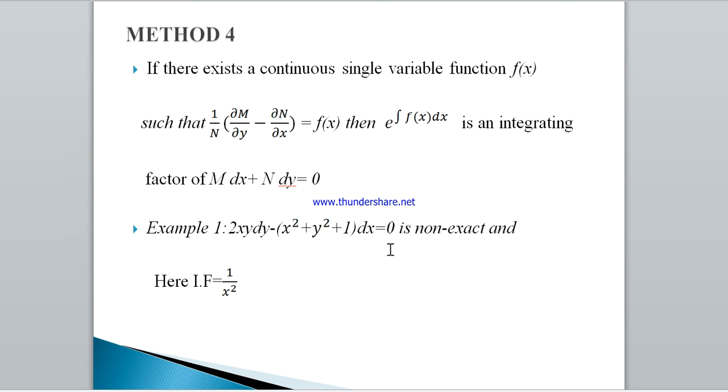But how to check that it belongs to the fourth method? First you have to check whether it is homogeneous. Here the order is 2, here also order 2, here also order 2, but we get a constant term whose order is 0. So all the terms' orders are not equal. And it is not in the form of y f of xy dx plus x g of xy dy equal to 0 either. That's why we can go directly to the fourth method. You need to check this term; if its value is a single variable function in x, then we can apply this method.